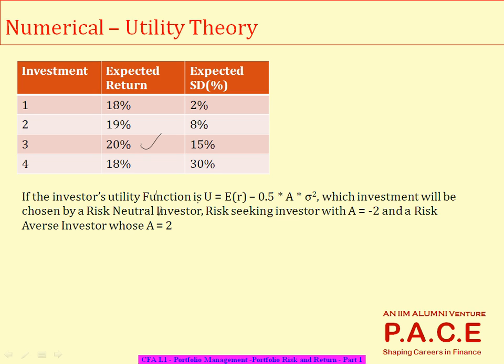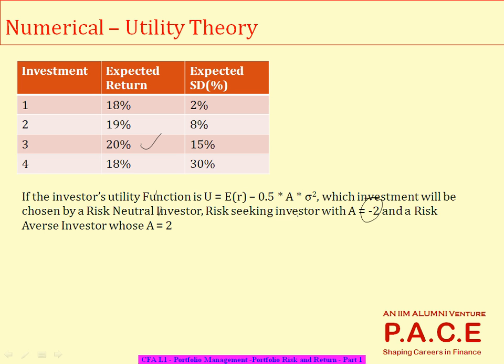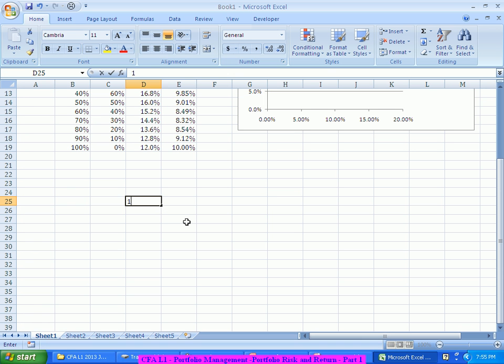Now what about a risk seeking investor? Depending on what level of risk, this number can change: minus 2, minus 3, minus 4, minus 5. If the number is minus 5 compared to minus 2, it means he is a very high risk taker. Minus 2, minus 1, 0 means risk neutral. That's how the values keep moving. So in this case, we should compute. Let's put it onto our sheet. So 18 is the return minus 0.5 A sigma squared. I'll put all these numbers in, that will make things easy.